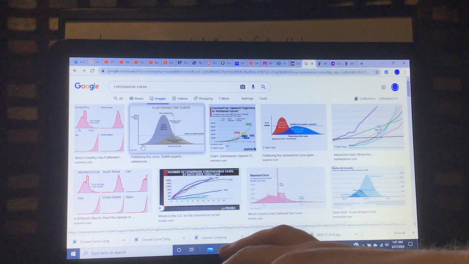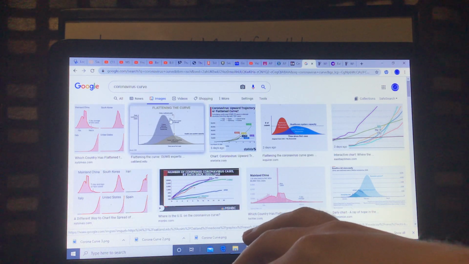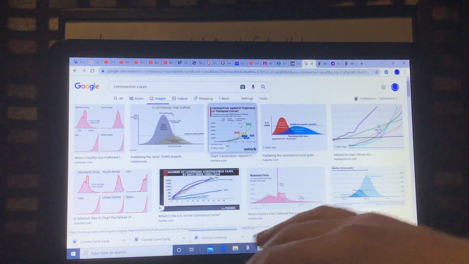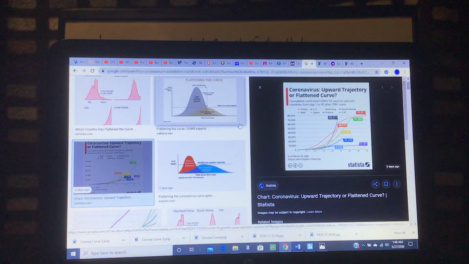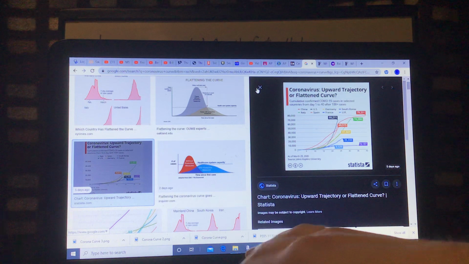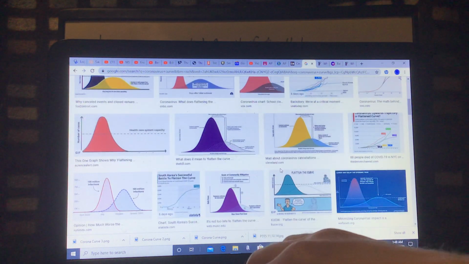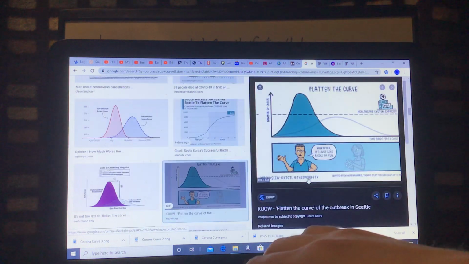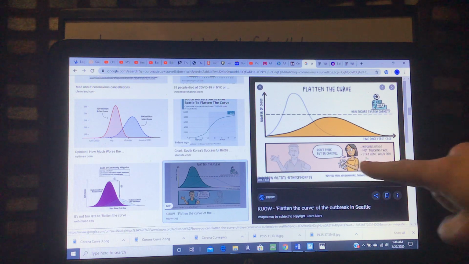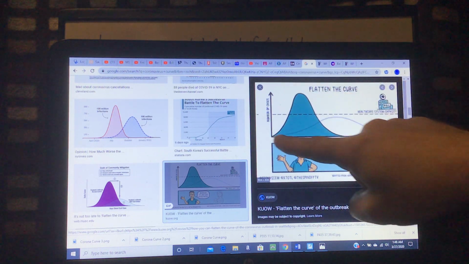Here's flattening the curve. Because basically, it's going to exponentially grow. At some point, we're going to run out of people, and the thing will flatten and then go down. The reason they're trying to flatten the curve, which you see in all these little things here, is upward trajectory or flattened curve. There's a little animated thing here. It's just like a flu or a cold. She's like, don't panic, let's wash our hands and stay home. And you see that the curve flattens out.